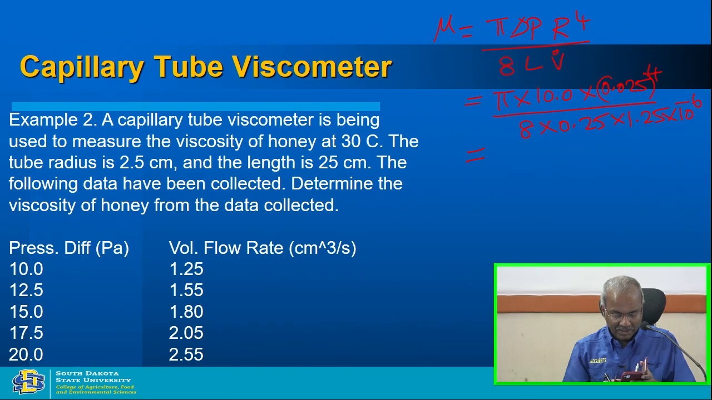Please use your calculator or your cell phone. 3.14 times 10, times 0.025 to the power 4, divided by 8, divided by 0.25. Wrong answer. How much? 4.91.